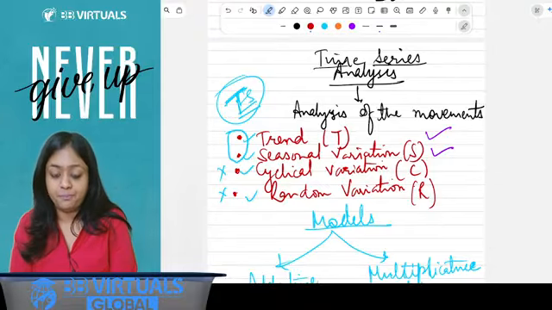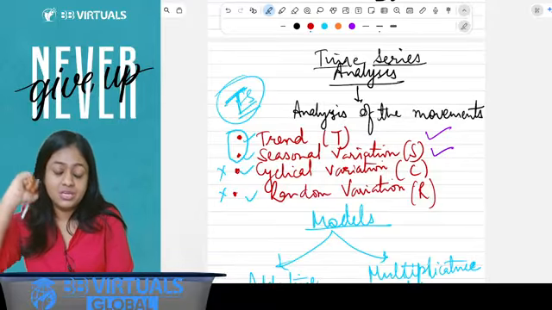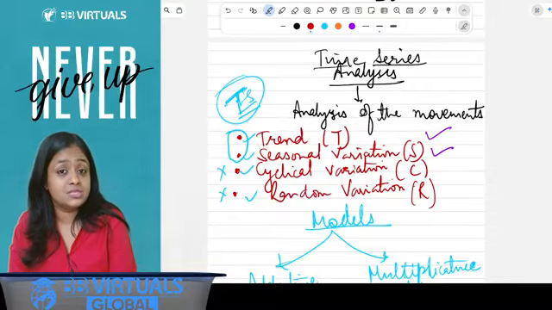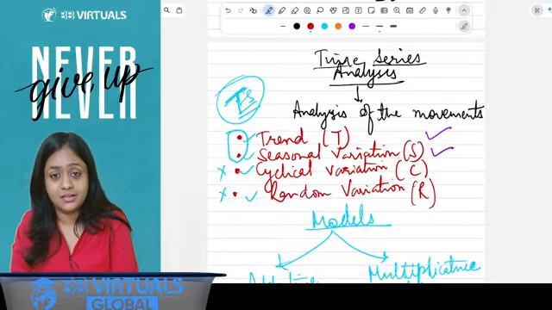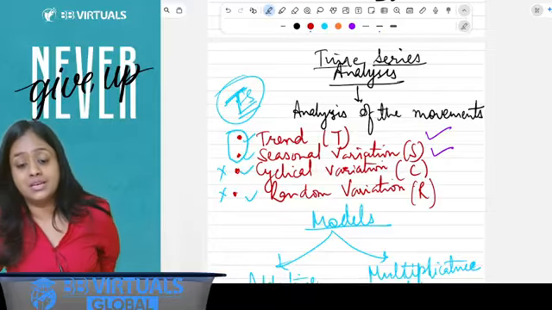Giving a few examples, trend would be like when you see the year-on-year sales figures. Seasonal variation is like when you have winter clothing. In the winter season, you'll have more sales, and in summer seasons, you'll have less sales. But then are they really more or not? For that, we see the trends here.